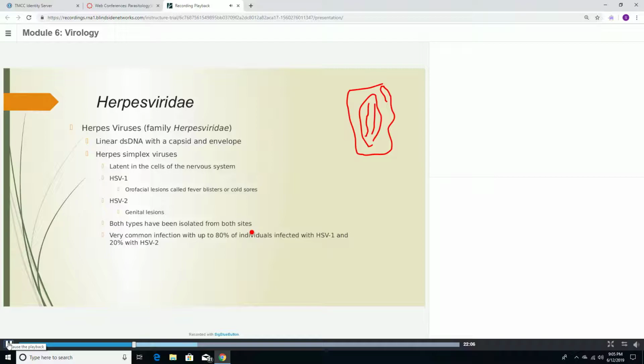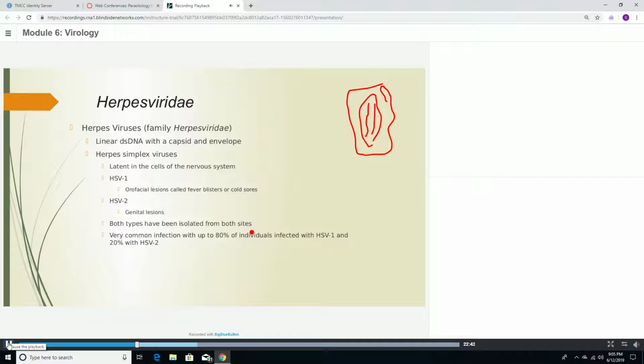It's a very common infection with up to 80% of individuals infected with HSV1 and 20% with HSV2. So 80% of the population is infected with HSV1 and they could have cold sores, and then we have 20% with the genital herpes. It's important to note that these different types are transferable. So if somebody's performing oral sex on somebody and they have a cold sore, that patient could develop herpes infection in the genital area, but it's going to be with herpes simplex 1.